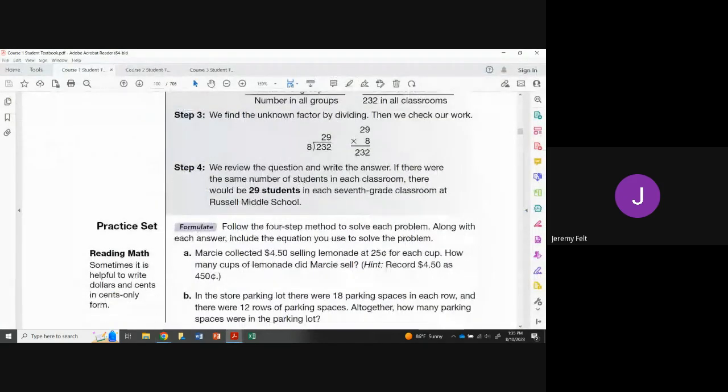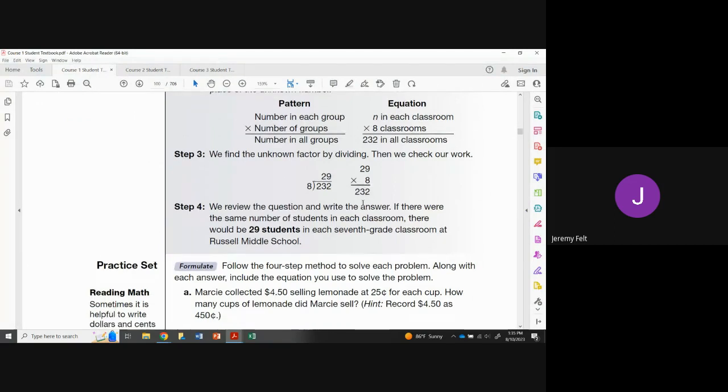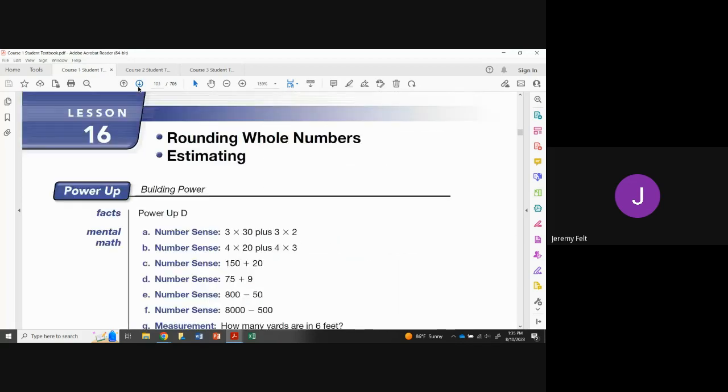And then we could again plug that back into our original problem and say, well, 29 times 8 needs to equal 232, which it does. So we can check our work pretty quickly to make sure that we did it correctly. The practice set problems, we'll go over those when we meet again, so don't worry about those. That'll be something we do in class.